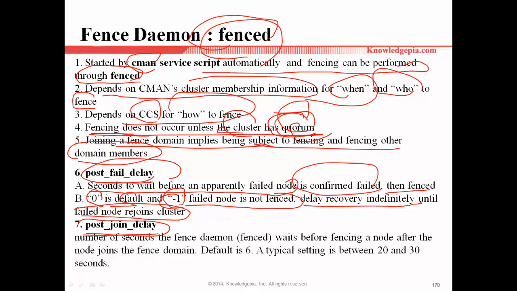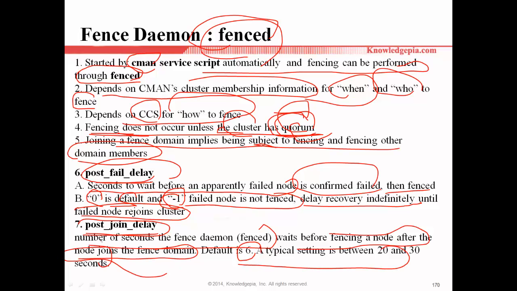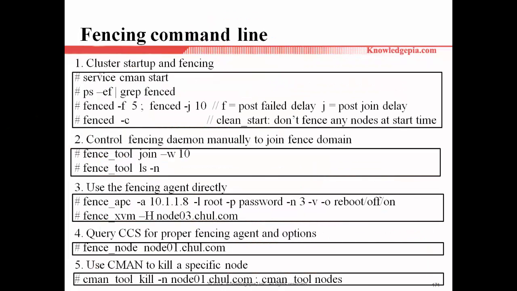Join delay, I already told you this one too. It is the number of seconds the fence daemon waits before fencing a node after the node joined the fence domain. The default is 6 seconds, and the typical setting is 20 to 30 seconds. So for the fencing command line, for cluster start, I already told you, cman start and check the fence daemon.